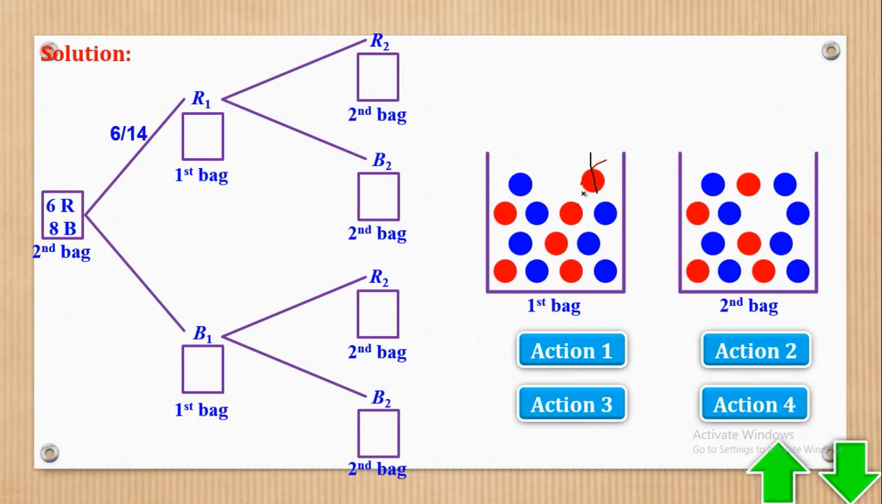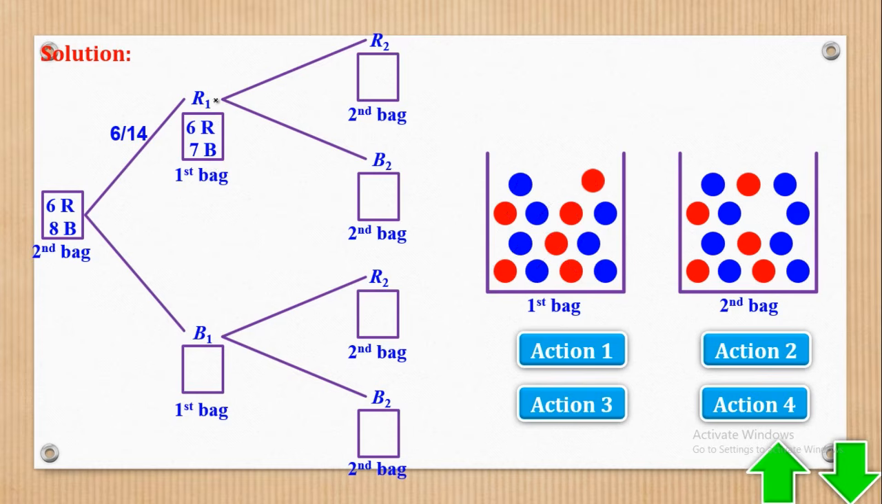For red it will be 1, 2, 3, 4, 5, 6. So I'll come and write 6 red there. What about blue? So I have 1, 2, 3, 4, 5, 6, 7. So I'll come and write 7 blue.